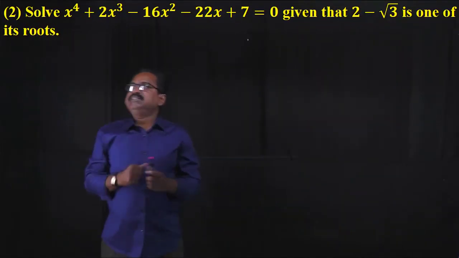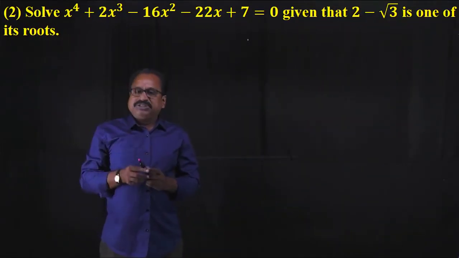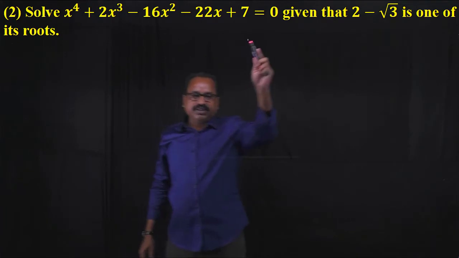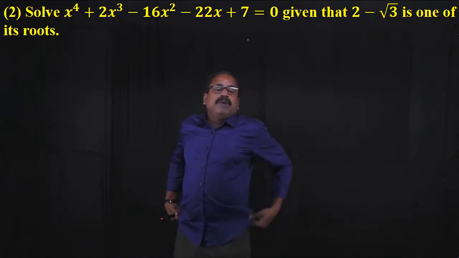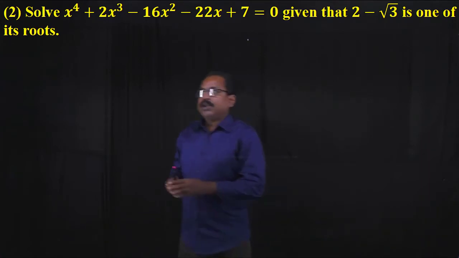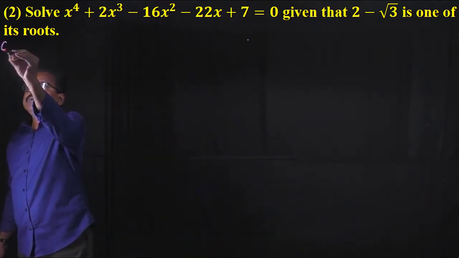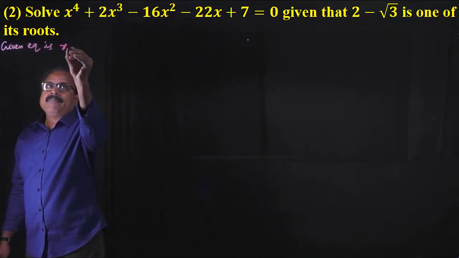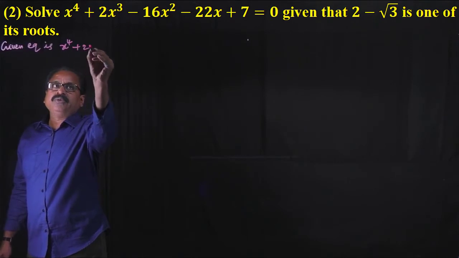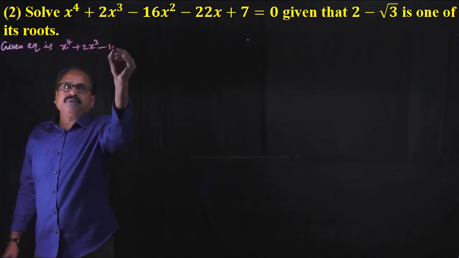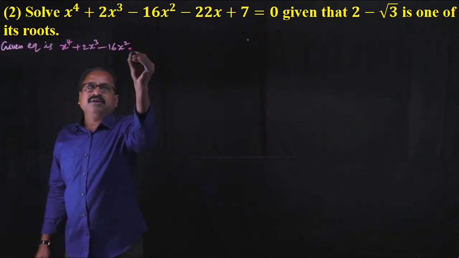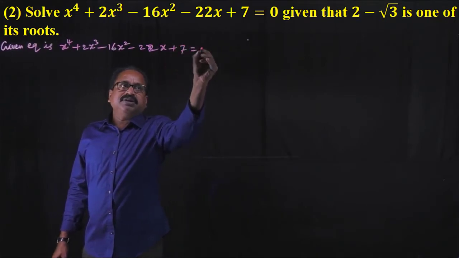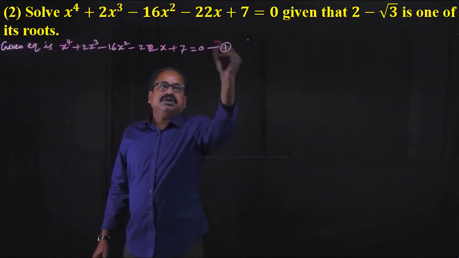Now the second question is: solve x power 4 plus 2x cube minus 16x square minus 22x plus 7 is equal to 0, given that 2 minus root 3 is one of its roots. So given equation is x power 4 plus 2x cube minus 16x square minus 22x plus 7 is equal to 0. This is equation number 1.